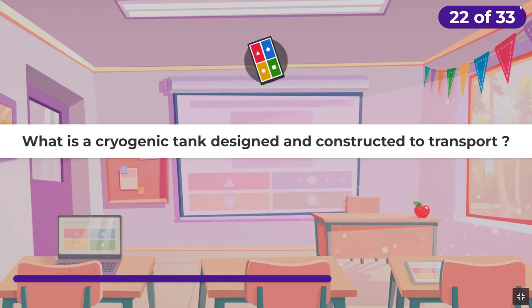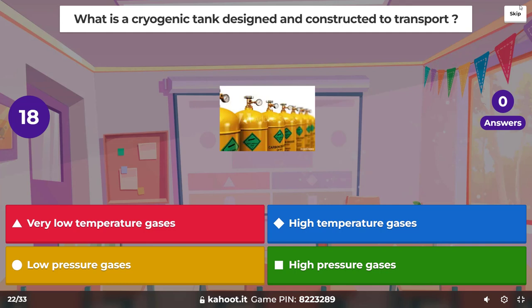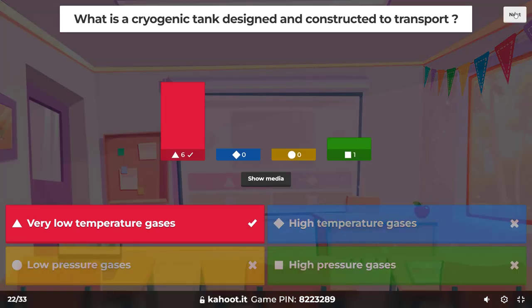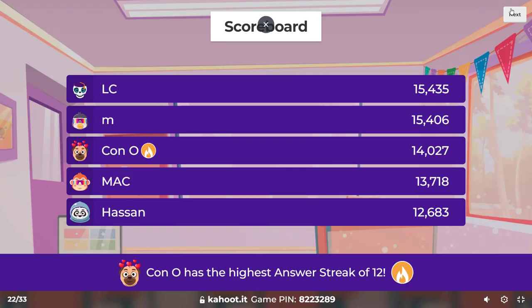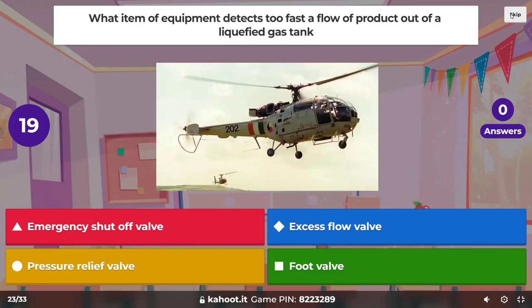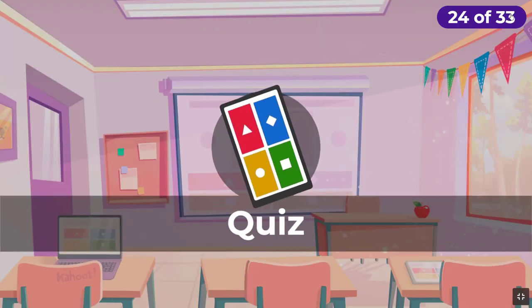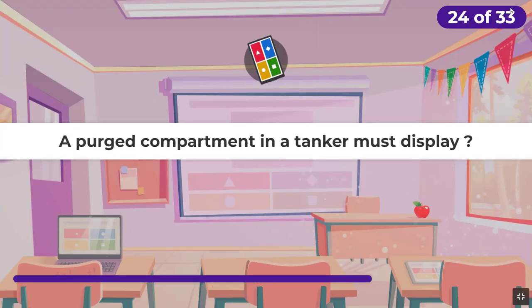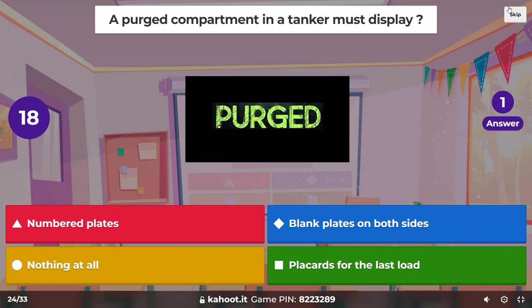What is a cryogenic tank designed and constructed to transport? Cryogenics. Cryonics is the study of freezing humans, and cryogenics is the study of freezing things. What item of equipment detects too fast a flow? We've just done that one. Excess flow valve.